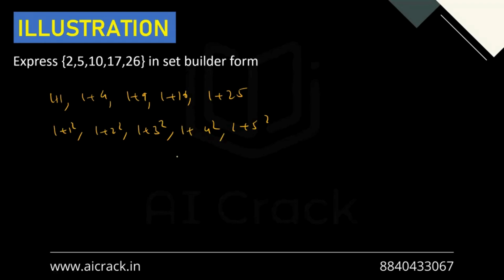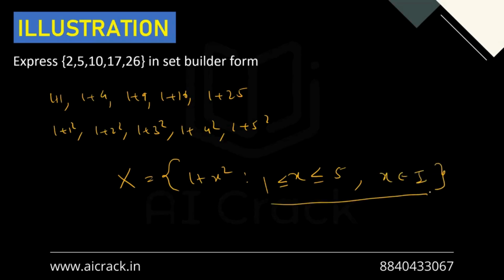So if I want to represent this in set builder form, let's say this is our set. What should be the variable over here? Variable should be 1 plus x square. And the property is x is less than or equal to 5 and greater than or equal to 1. This is our x value and x belongs to integers. So these are the two common properties among all the elements, and this is the entire variable representing the elements of the set. Or we can write just y equals 1 plus x square. So y is the variable representing all the elements of the set, right?